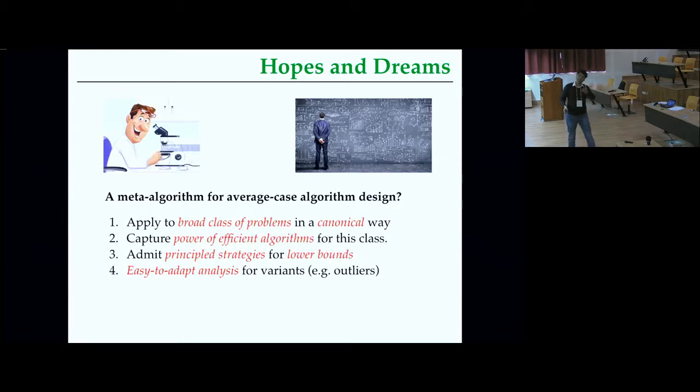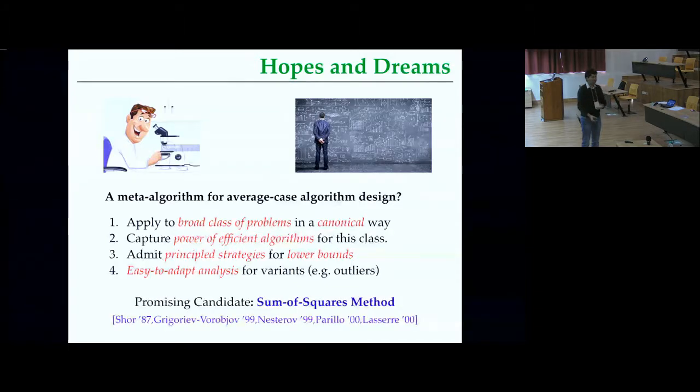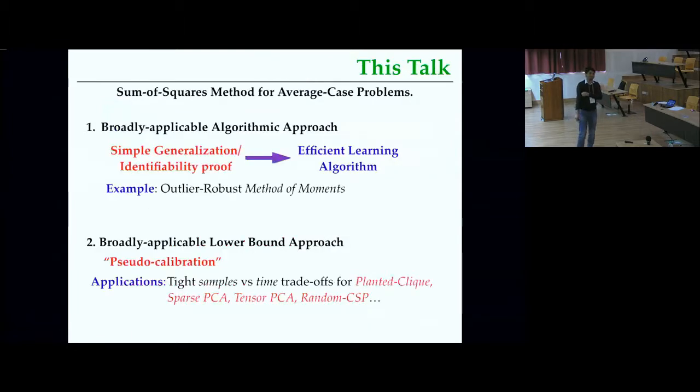So if all these 4 things, which look somewhat contradictory to each other, can actually be satisfied, we would be very, very happy. And this talk is about a promising candidate that tries to fulfill these 4 pretty tall promises, which is the Sum of Squares method. It was invented by a number of different researchers working in different contexts. I won't go into the history today, but basically that's what this talk is about. Great. So that's the philosophy part of this talk.